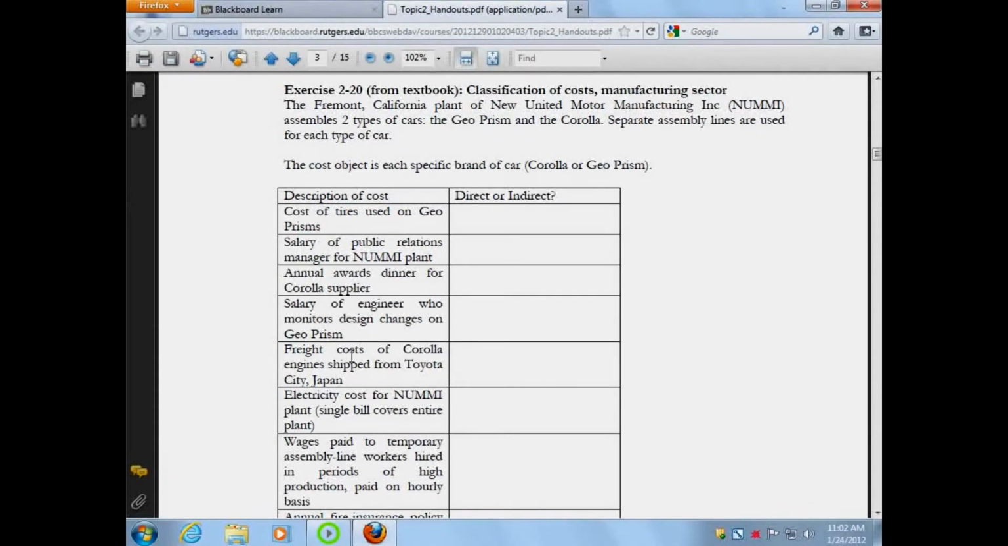Suppose you just had a pool of temporary workers and they were assigned randomly to either one of the groups of assembly lines depending on which one needed an extra worker, and you don't really keep records of who goes to what and who does what. Then that wage becomes very much an indirect cost because you're not able to trace it exclusively to one particular cost object. But suppose, it doesn't really specify here, suppose the overtime workers are needed entirely for one particular cost object, and they're entirely directed to that particular group of assembly lines. Then it would be a direct cost. So we don't really have enough information to be conclusive in this case.